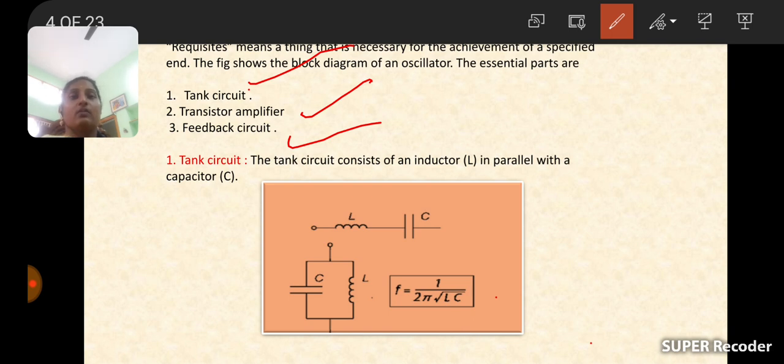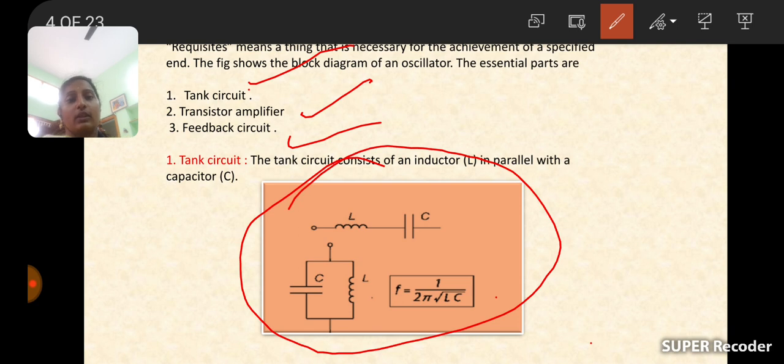What is the first one? Tank circuit. So see here, this is the diagram of a tank circuit. Observe it carefully. Where do we find this? In tuned amplifiers we find this. If an inductor is connected in parallel with a capacitor, then the circuit is called a tank circuit. How is it formed? The tank circuit consists of an inductor in parallel with a capacitor.